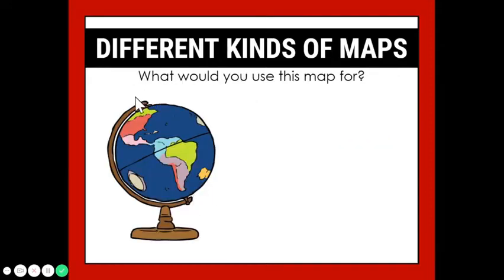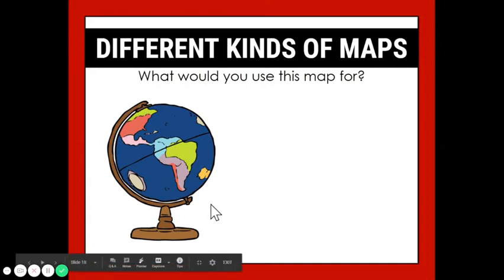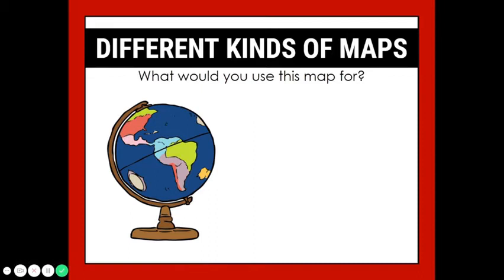So here's another example of a map. Do you know what this kind is called? It's called a globe. So think about what type of things you would use that for. What would you use a globe for? Maybe you would use it to find the different oceans. So for example, the Atlantic Ocean or the Pacific Ocean.